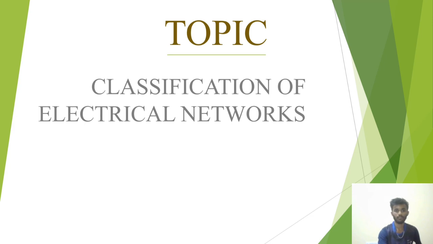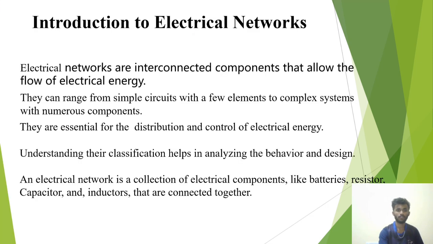Topic: Classification of electrical networks. Introduction to electrical networks. Electrical networks are interconnected components that allow the flow of electrical energy. They can range from simple circuits with a few elements to complex systems with numerous components. They are essential for the distribution and control of electrical energy. Understanding their classification helps in analyzing the behavior and design. An electrical network is a collection of electrical components like batteries, resistors, capacitors, and inductors that are connected together.